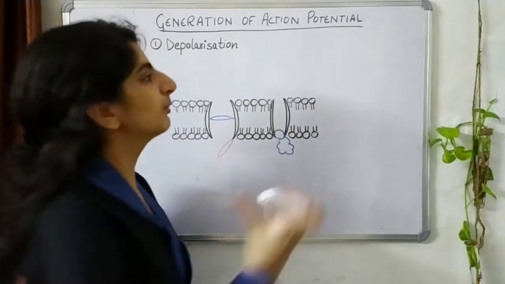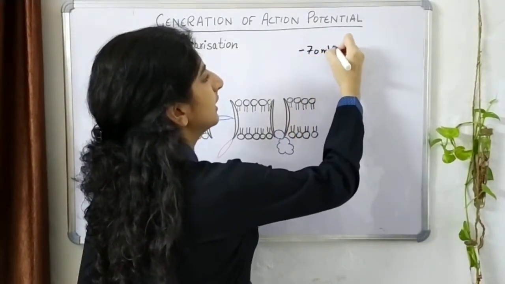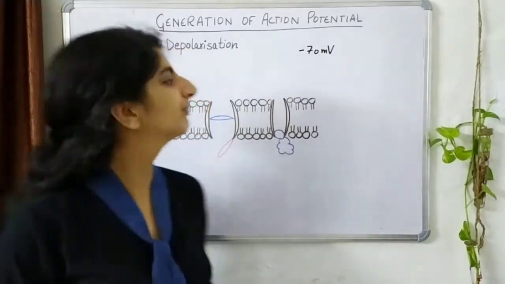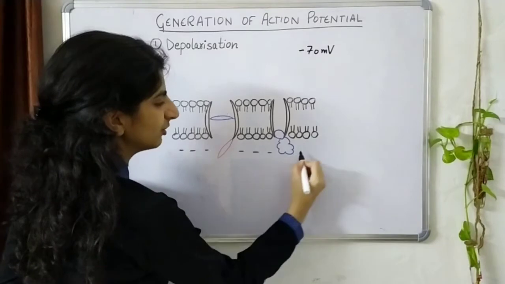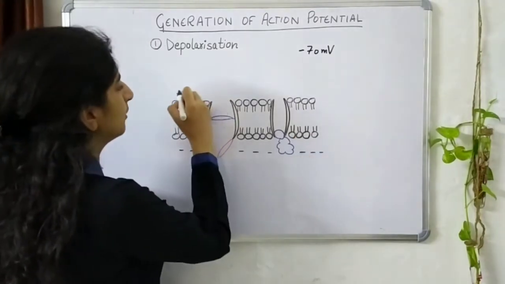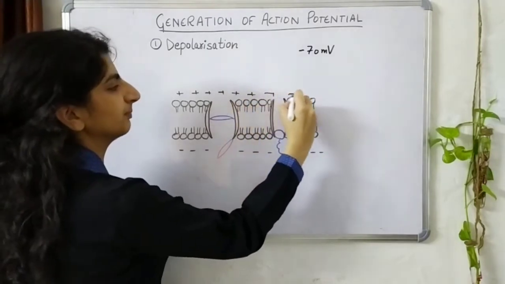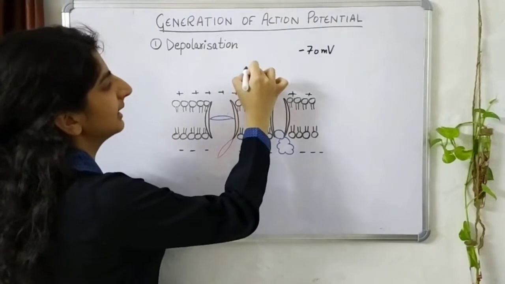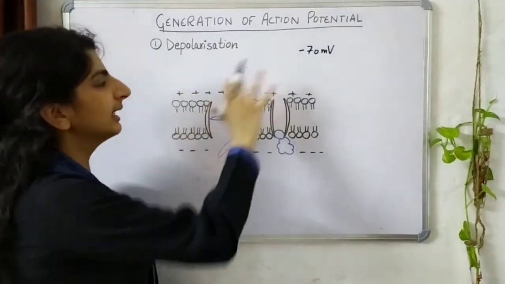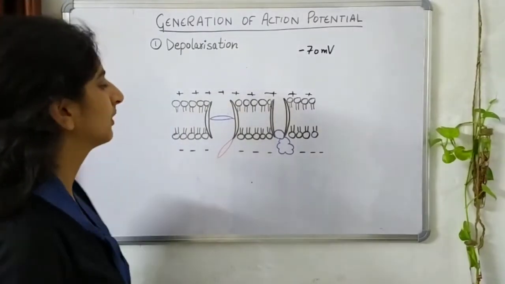A resting membrane potential of minus 70 millivolt is maintained in a neuron. So the inside of the membrane is negative, while the outside is positive. The cytosol and the extracellular matrix have equal numbers of positive and negative ions and therefore are neutral.